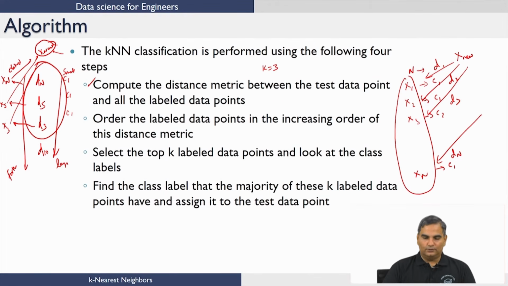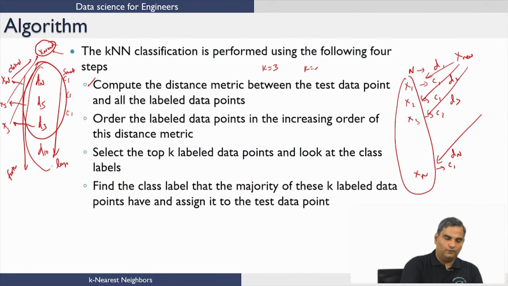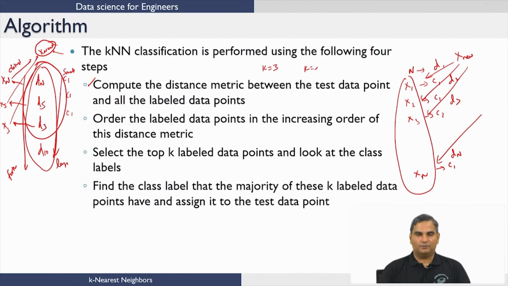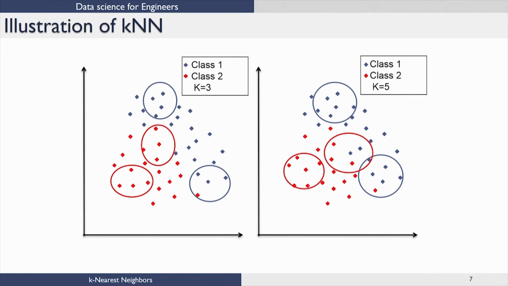Now, if you said okay, k is equal to 5, then what you do is you go down to 5 numbers and then do the majority voting. So, that is all we do. So, let us look at this very simple idea here.